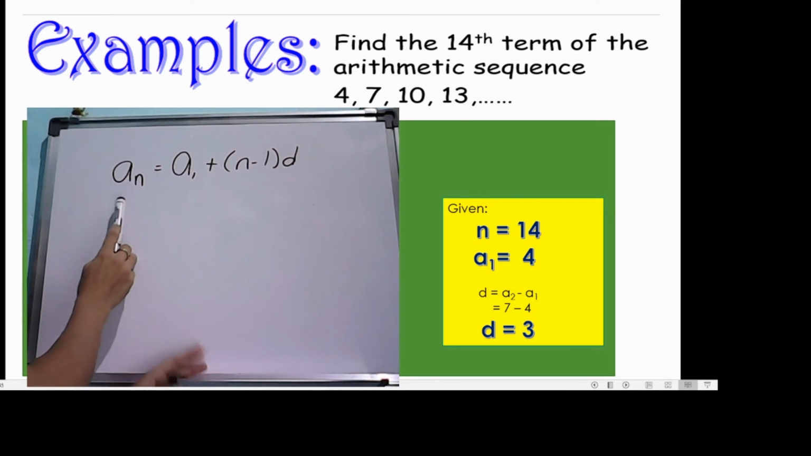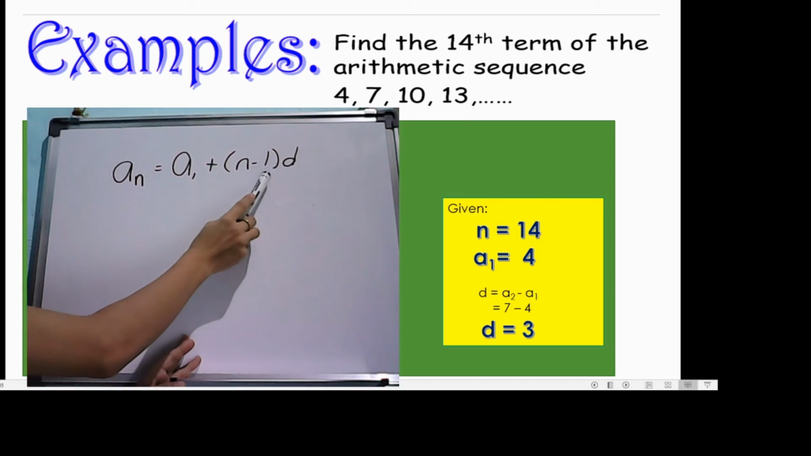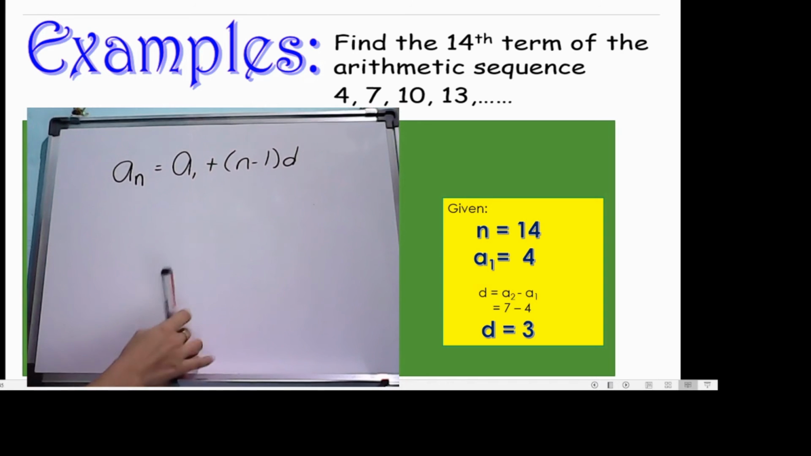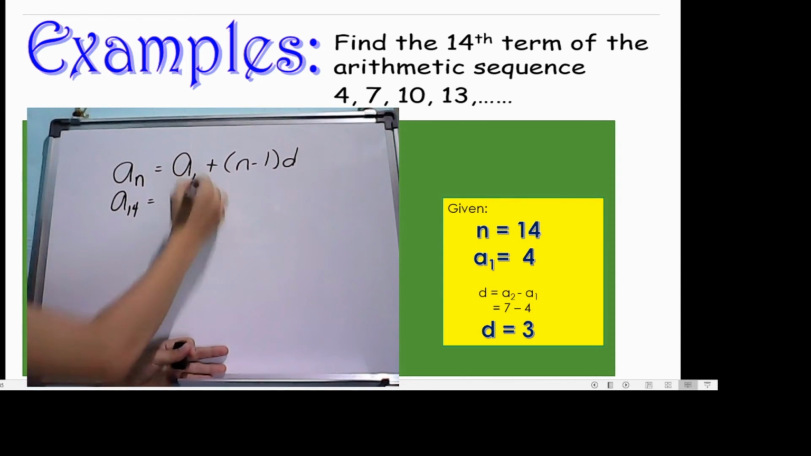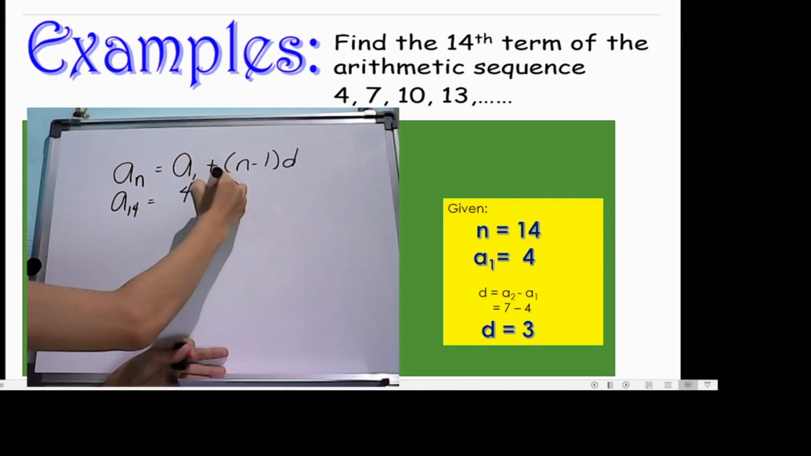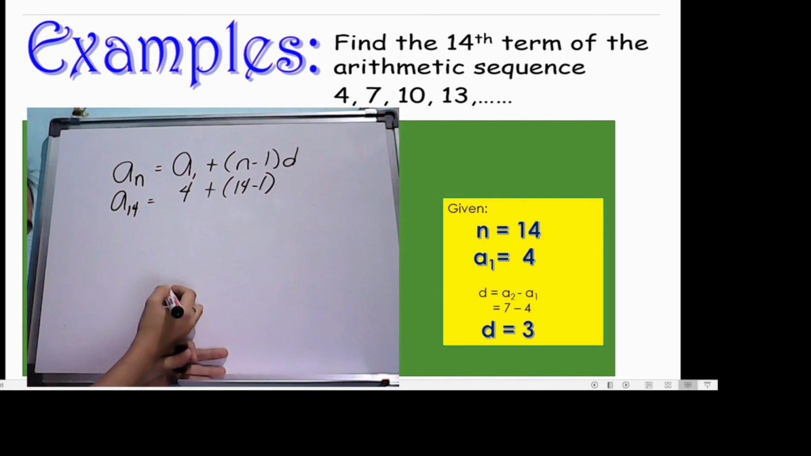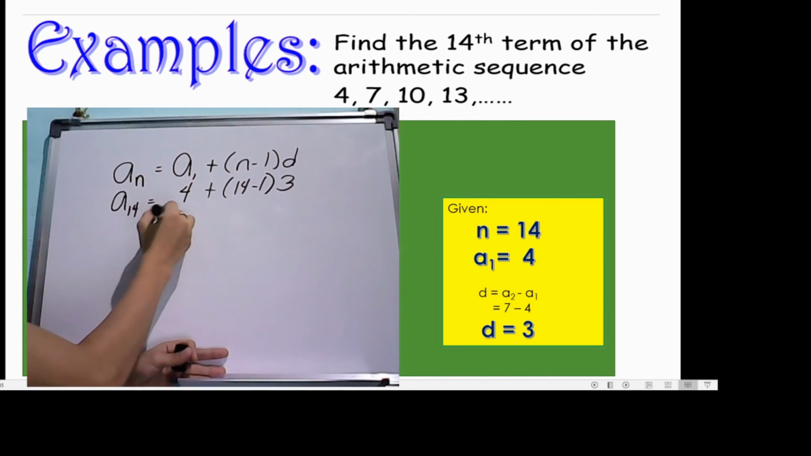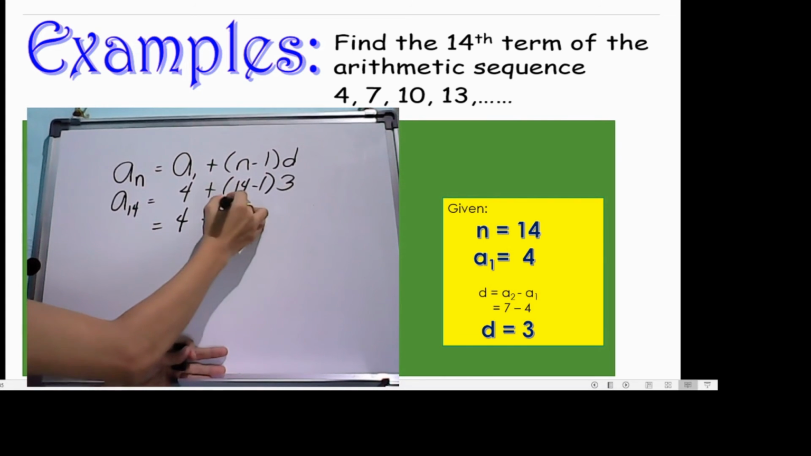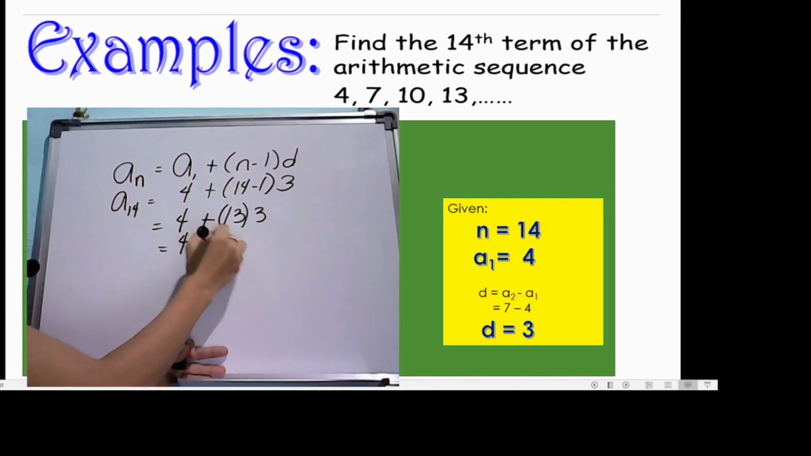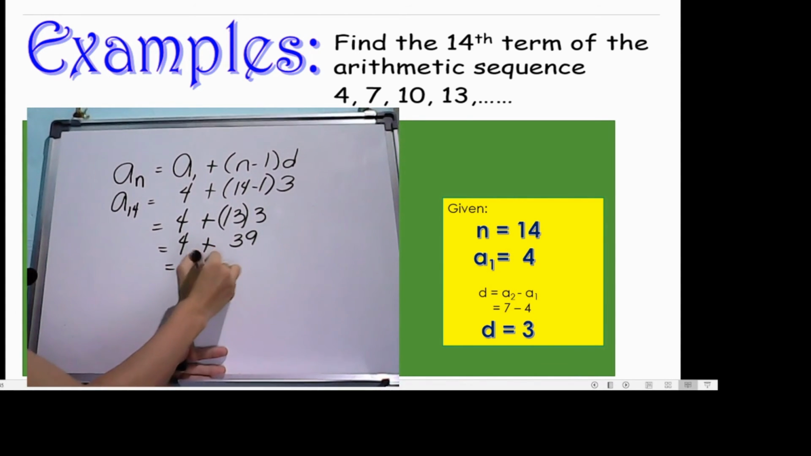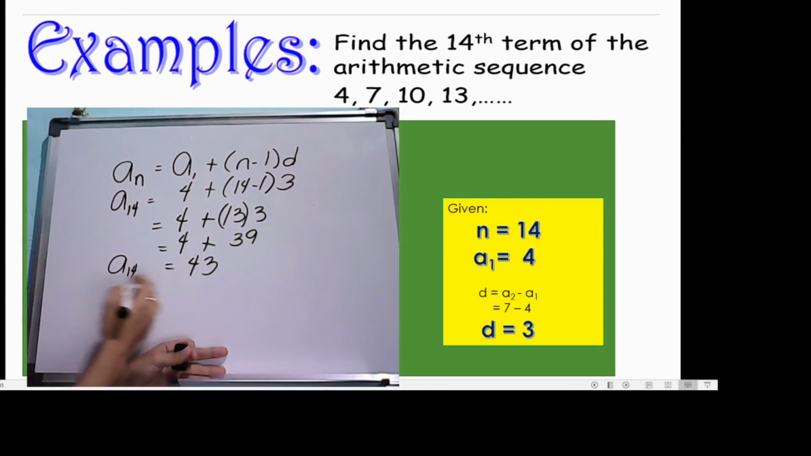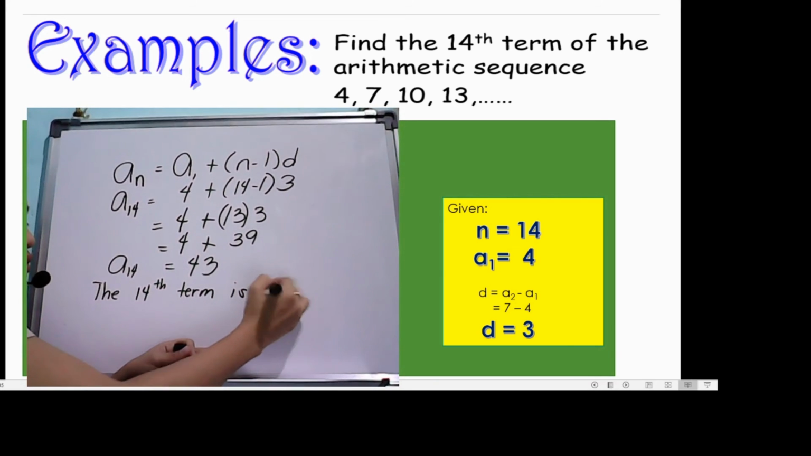So we're going to use the formula: nth term is equal to the first term plus the number of terms minus 1 times the common difference. Then we substitute. So this will be a sub 14. Your first term is 4, and then the number of terms, that is 14 minus 1, times the common difference, that is 3. Then 4 plus 14 minus 1 is 13 times 3. 13 times 3 is 39. 39 plus 4 is 43. Therefore, your final answer is the 14th term is 43.